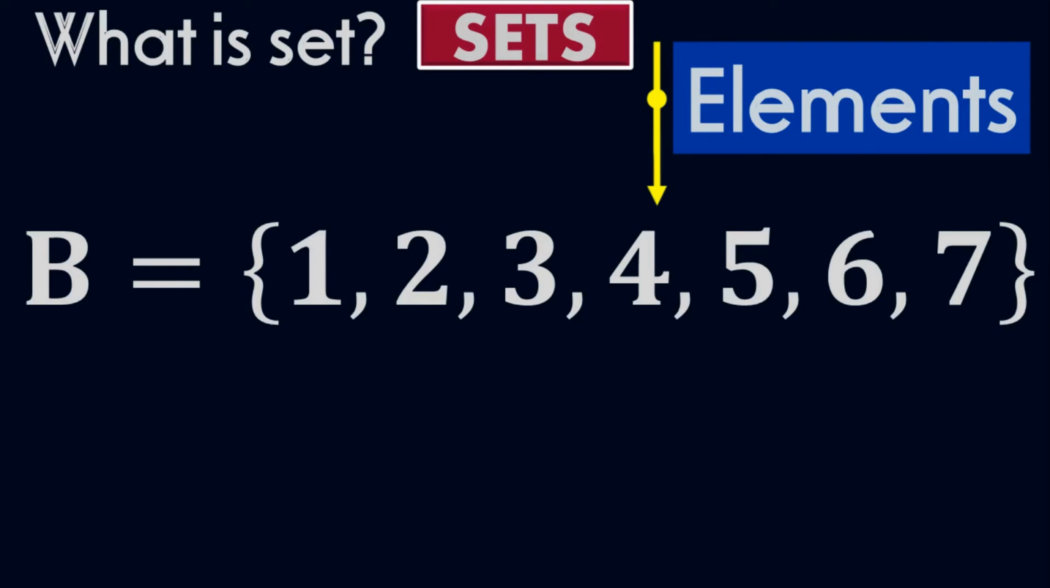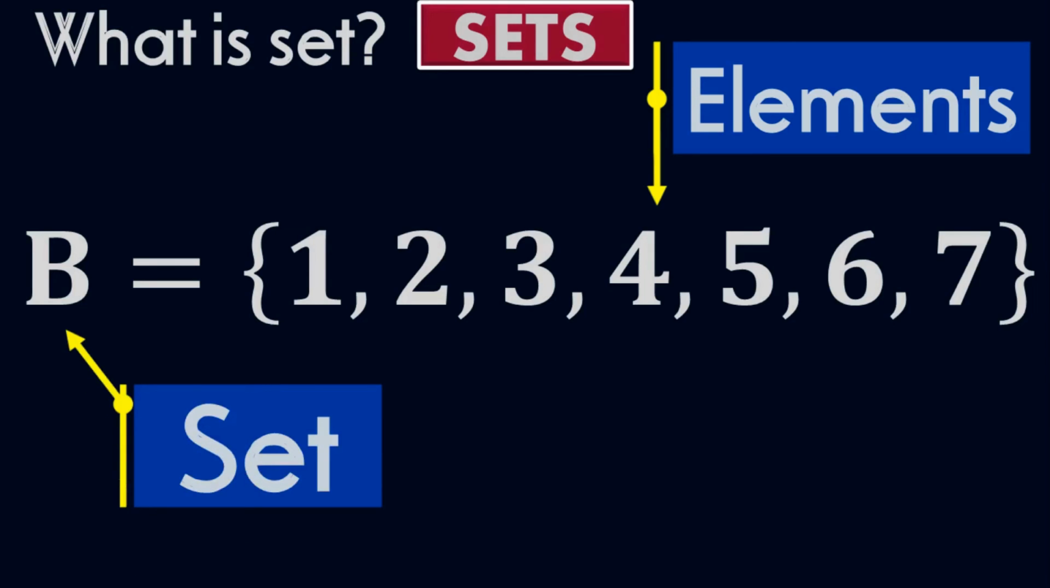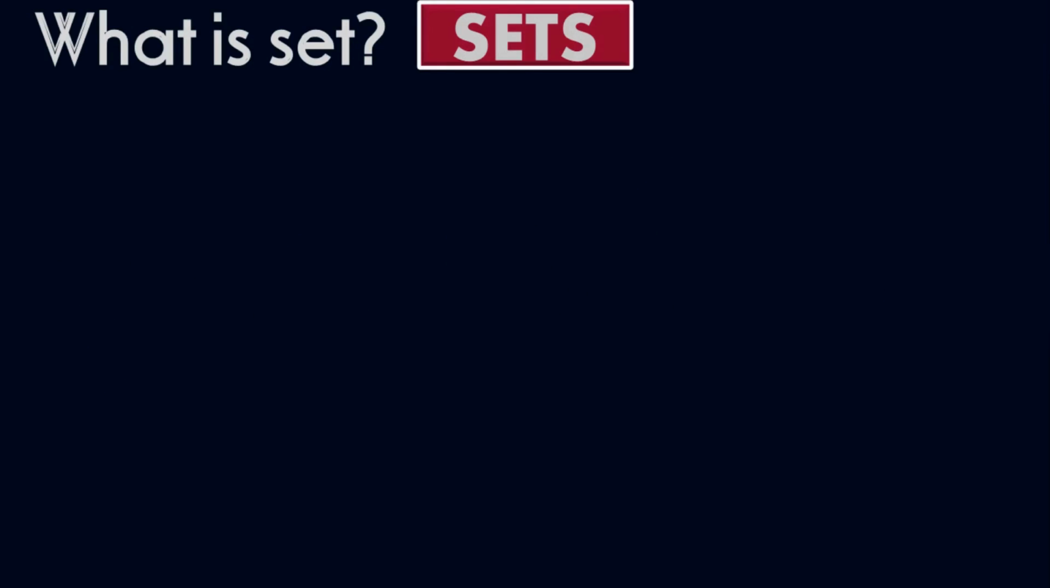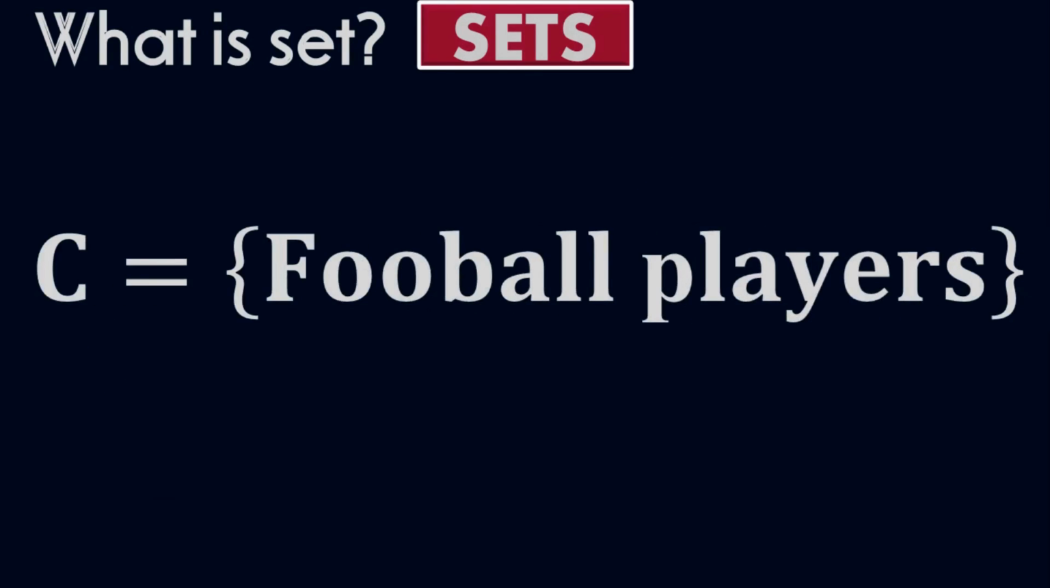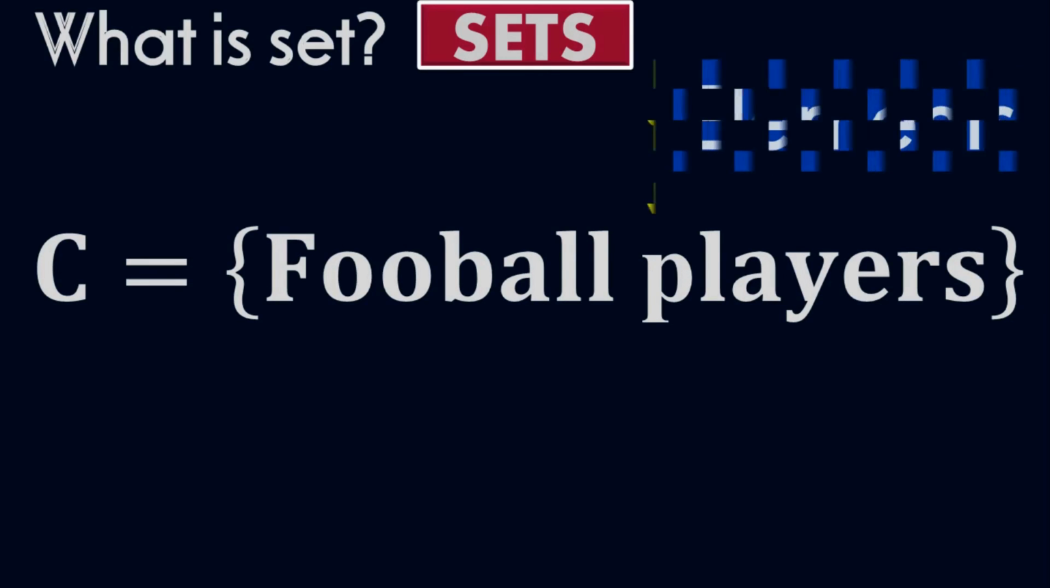This capital B is the set. B is the set of the natural numbers. These numbers inside the braces are called elements of the set B. It is called set B. These are the elements. We may have C equals football players. These football players are the elements.